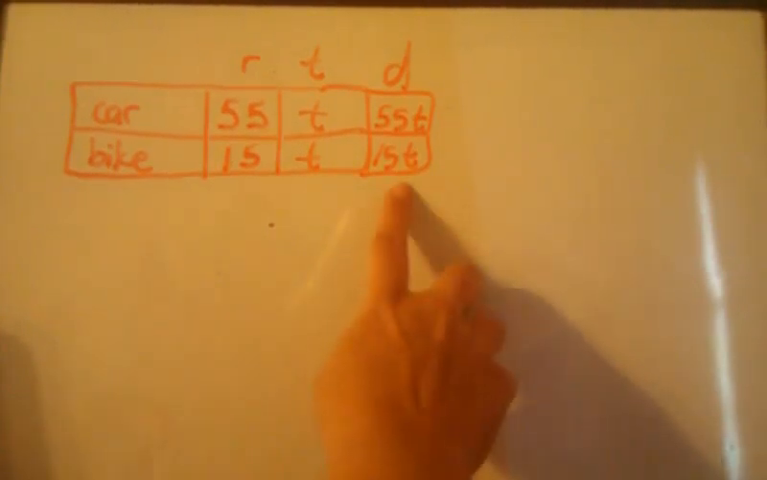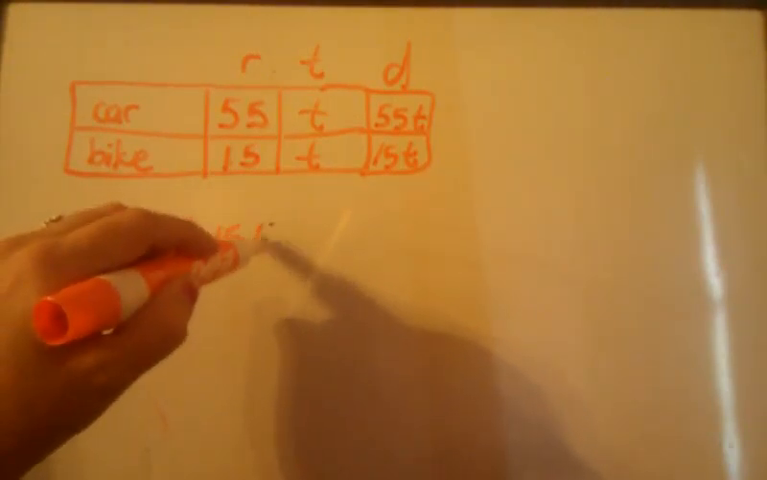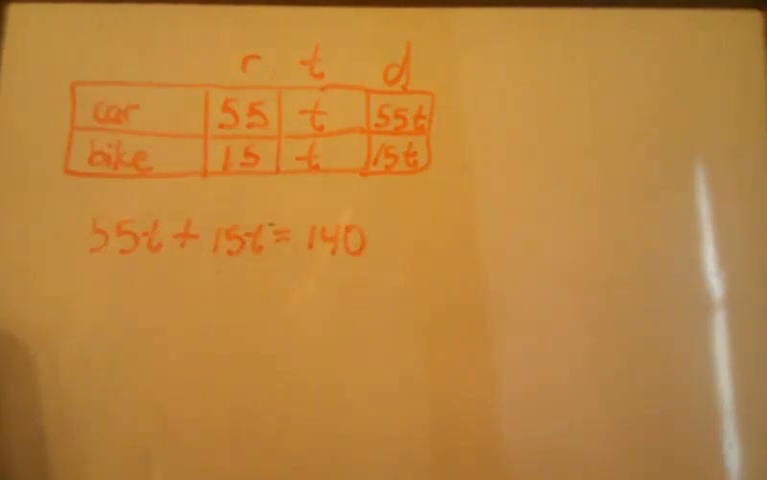Now it says, how many hours will they be 140 miles apart? That means if I add the car's distance plus the bike's distance, it needs to be 140, right? So let's add the distance. 55t plus 15t equals 140.